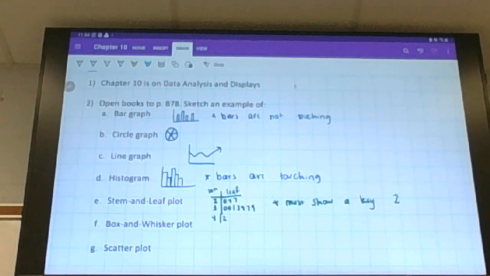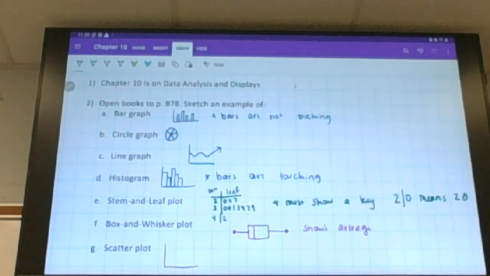So the key would say 2 line 0 means 20, something like that. Because sometimes it'll mean like 2,000 or 3,000. Okay, box and whisker. Of all of the data displays up here, box and whisker is the most difficult to make. And a box and whisker shows average and the spread of the data. And then the one that I like the most maybe is the scatter plot. So I think we've already done scatter plots.